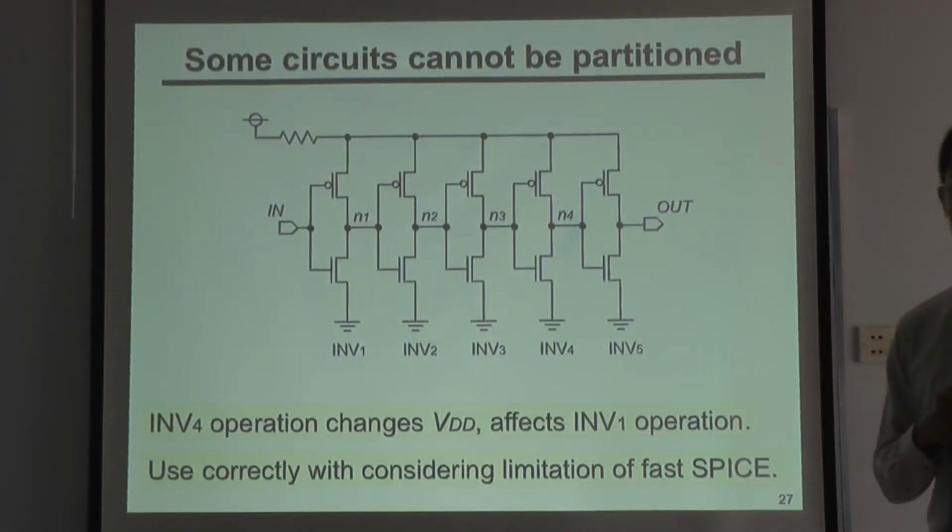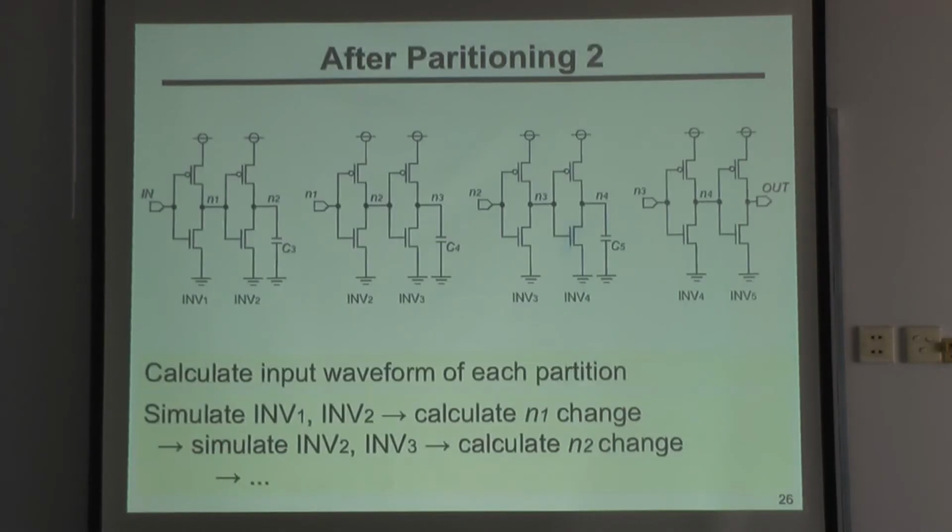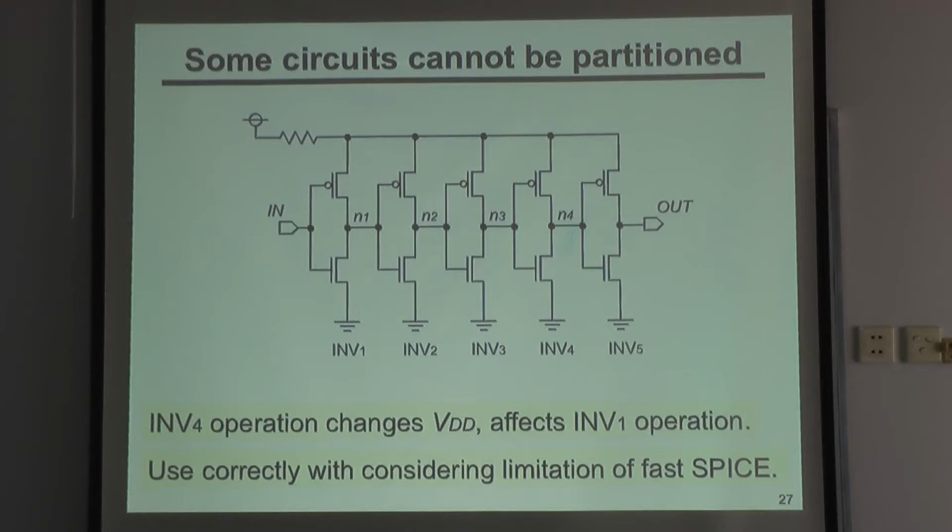But some circuits cannot be partitioned. The reason why we can partition the circuit is that the operation of these transistors does not affect the operation of these transistors. But in this case, once inverter 5 operates, it draws current, the power supply voltage changes, and it affects the operation of inverter 1. So in this case, we cannot partition the circuit.